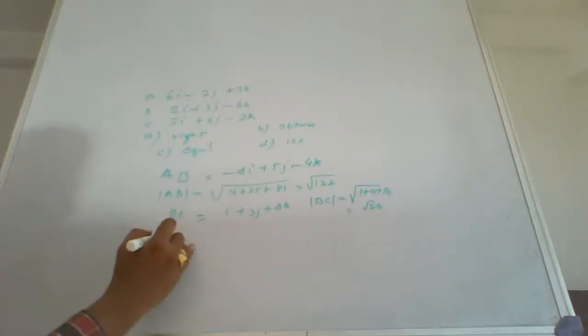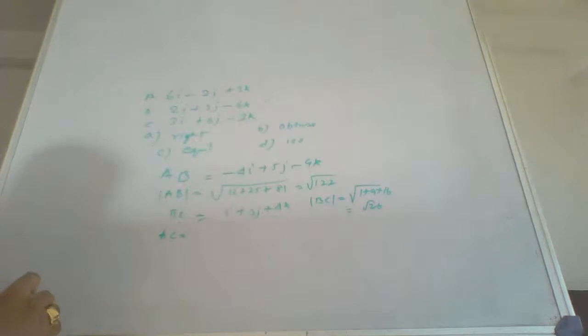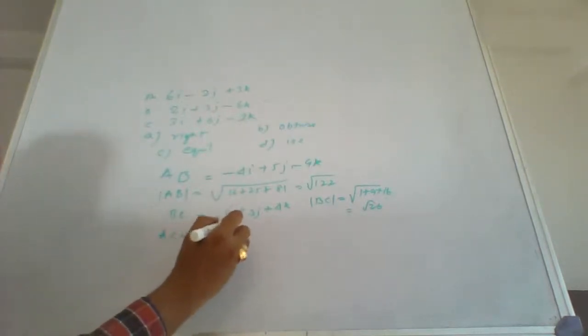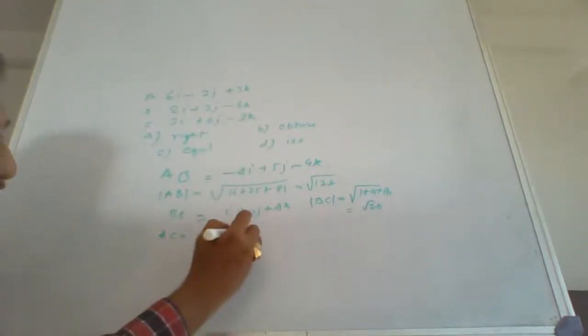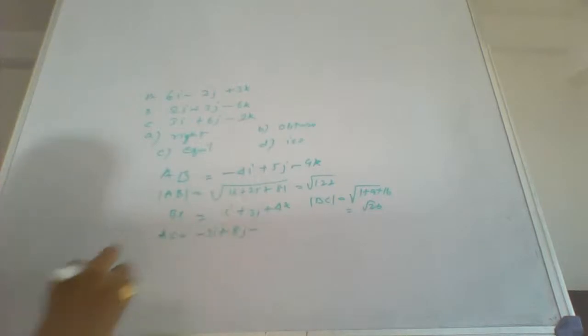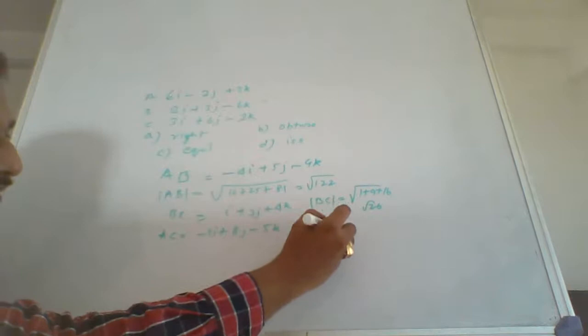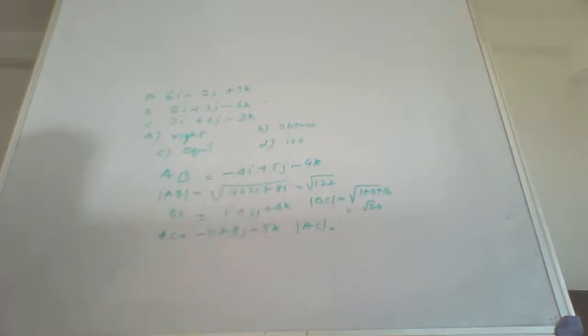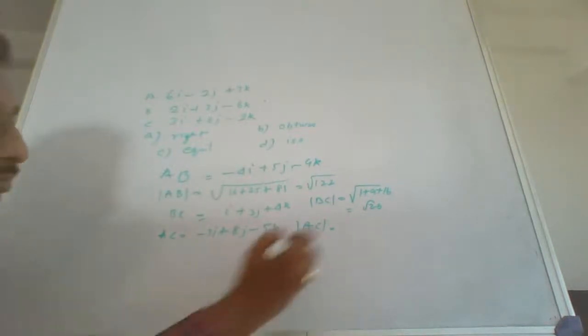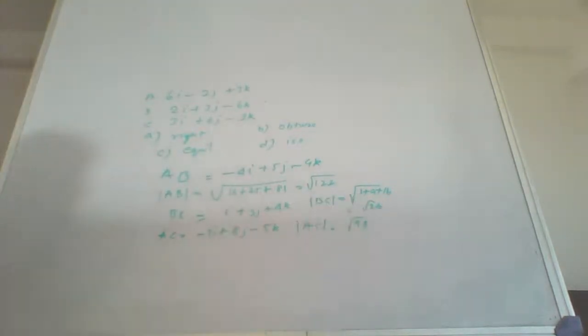And let us find AC. So AC would be minus 3i plus 8j minus 5k. So mod of AC would be the square root of 3 squared, 8 squared and minus 5 squared. So that results to root 98.